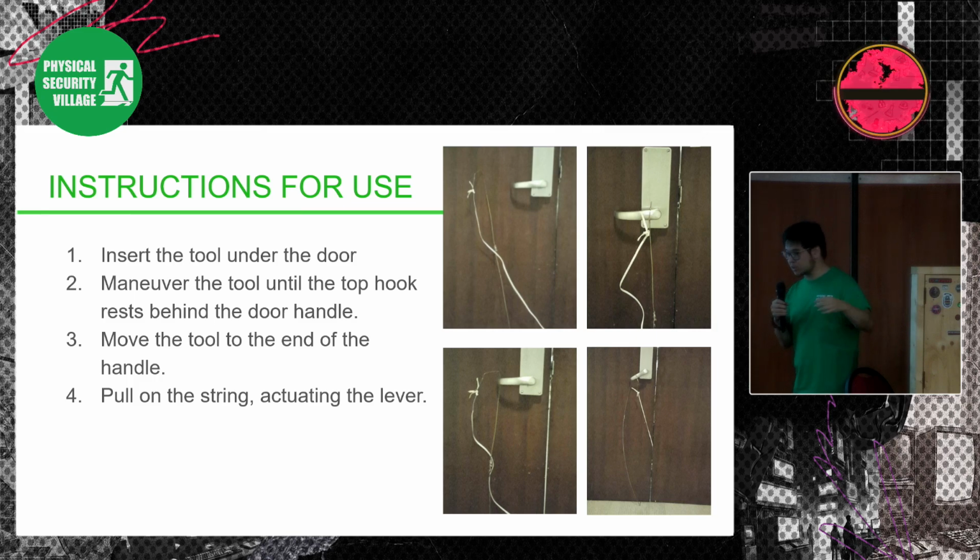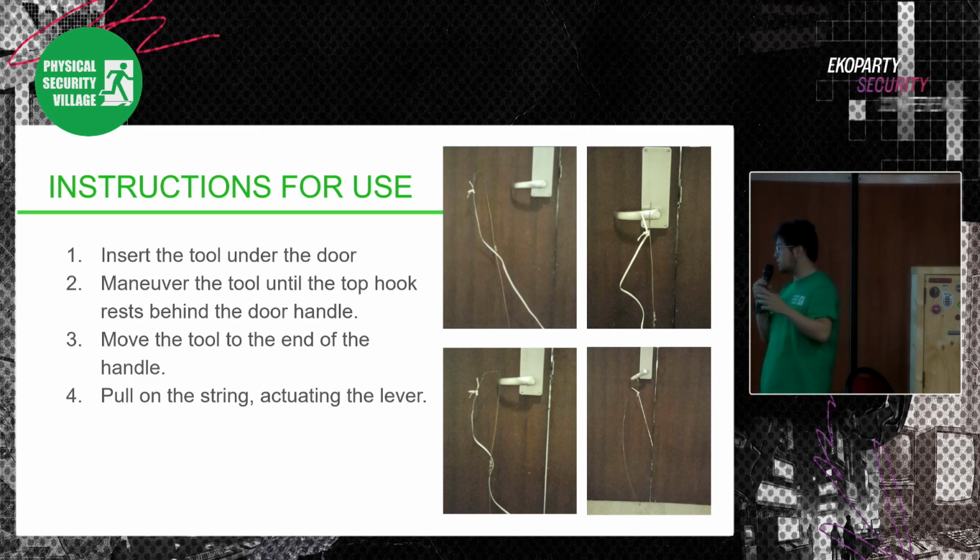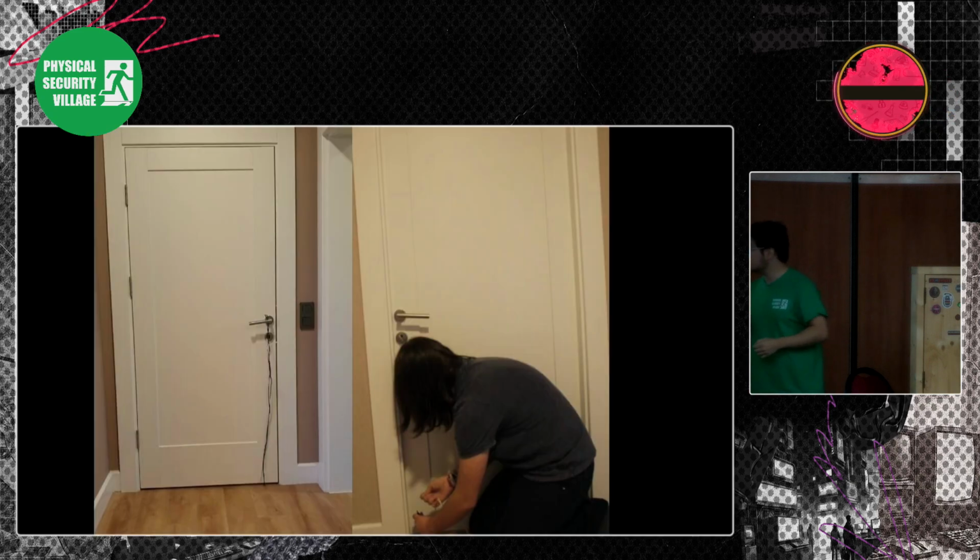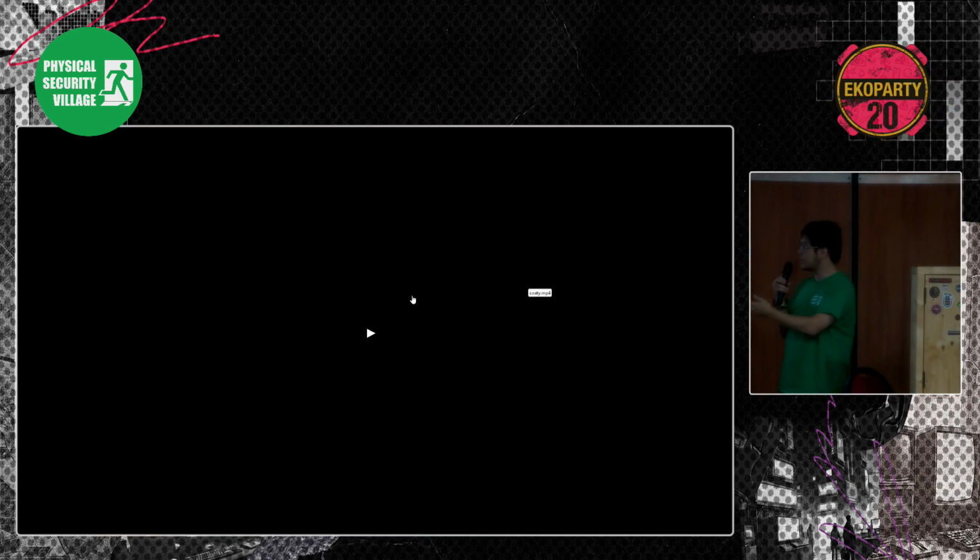So yeah, for how to use it, what you'll be basically doing is you'll be shoving almost the whole tool, except for the bottom portion of the under the door tool. You'll be making it so that either the wire part or the string part is beneath the handle part, and then you'll use the string to pull open the door. So you can see an example over here.